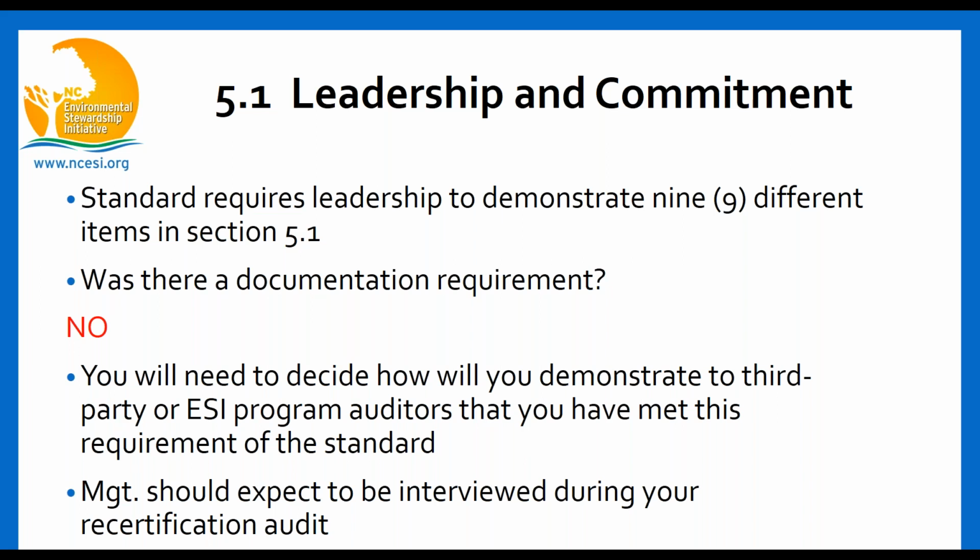Don, did we have a question? Yeah, we do. It's from Julia. She asked, what about the need for an environmental policy signed by leadership?